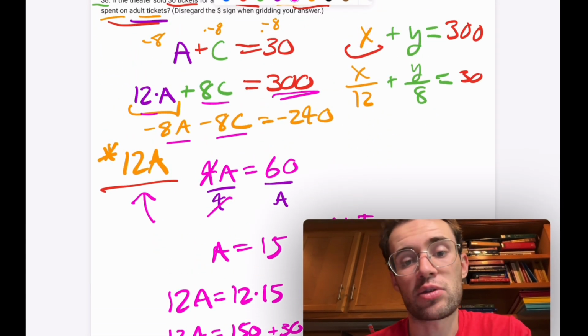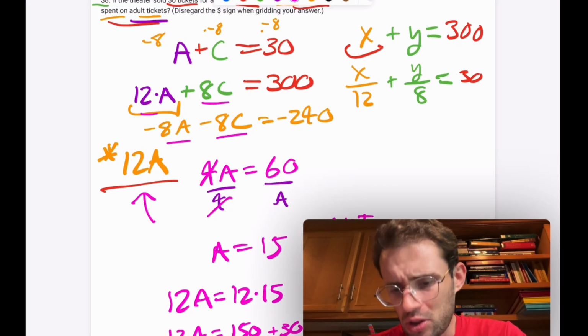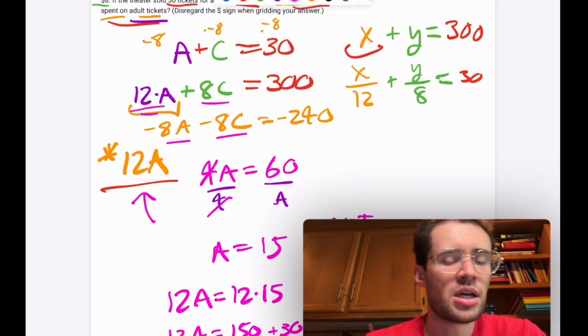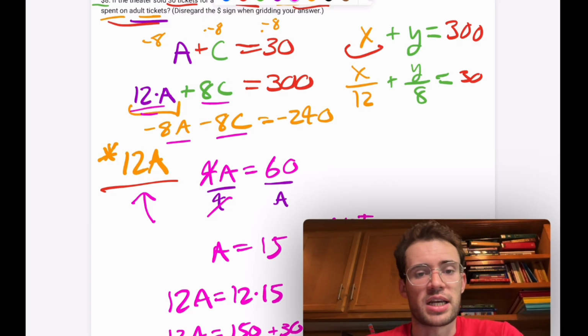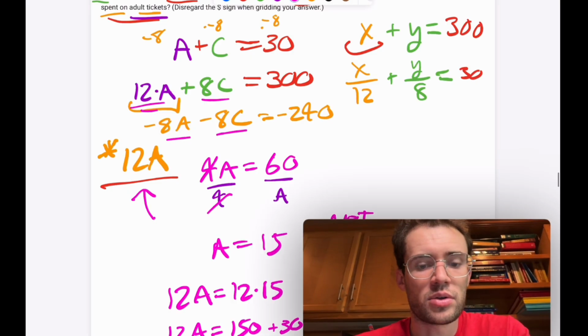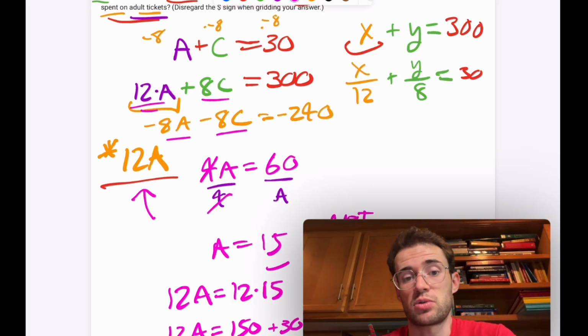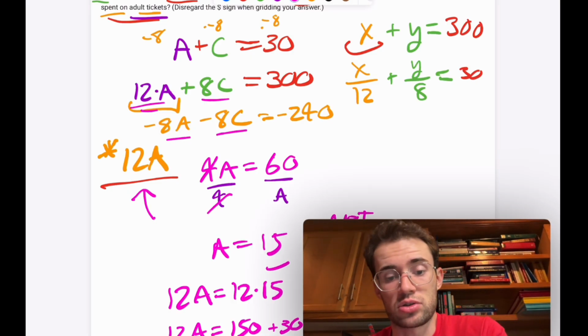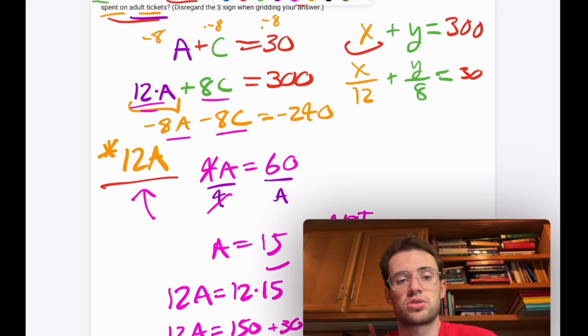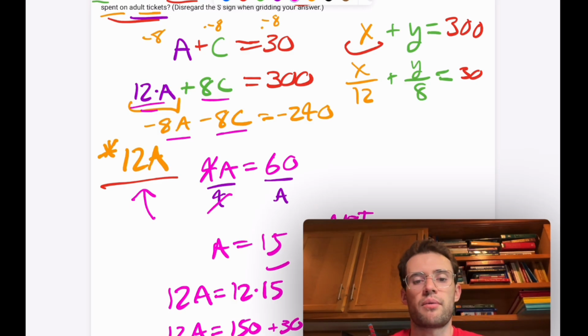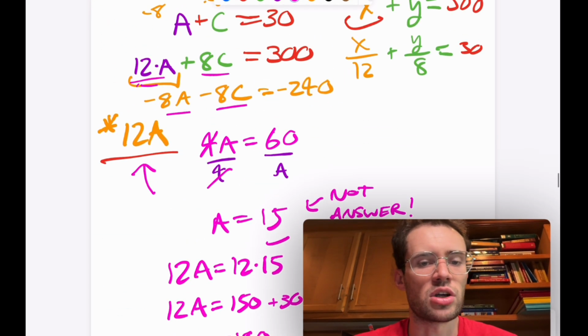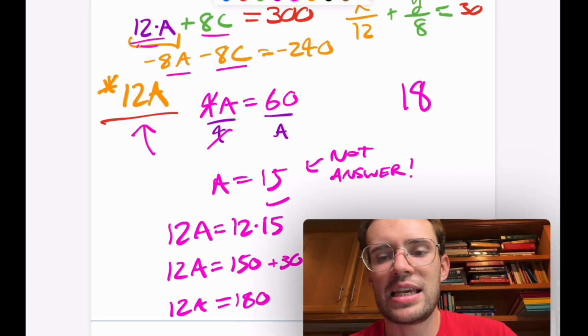Makes sense it's less than 300, but it's a little bit more than half, which makes sense because you're making more per ticket. And again, if you sold 15 adult tickets, that means half the tickets were adult tickets. The other half would be children's tickets. So it's 15 adult, 15 children tickets. So more of the money will come from the adults then by that same ratio of 12 to 8. So 180 is your answer.